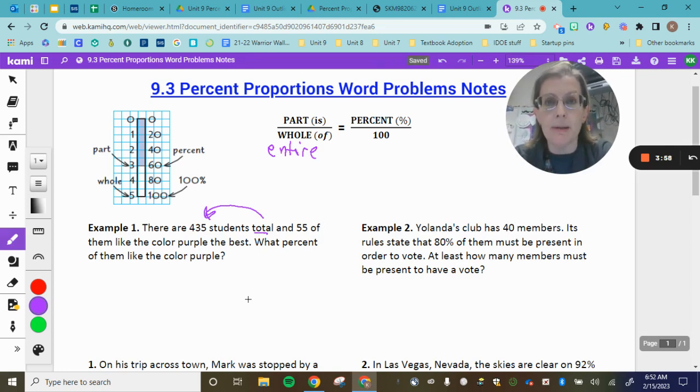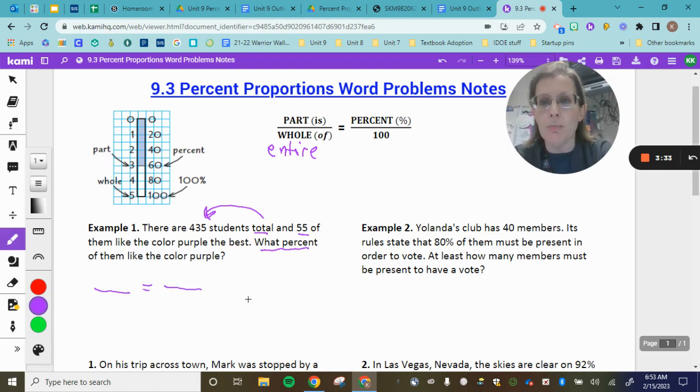Now here's how we have to be careful, right? Because it says 55 of. So you're going to think, oh, that's of. That's the entire thing. That's the whole thing. It's the of. But you have to be careful because 55 of them like purple. Not everybody likes purple. So that can't be the entire group. So you have to stop and think more about this to figure out what goes where in your frame. And then it says what percent. So I'm looking for the percent.